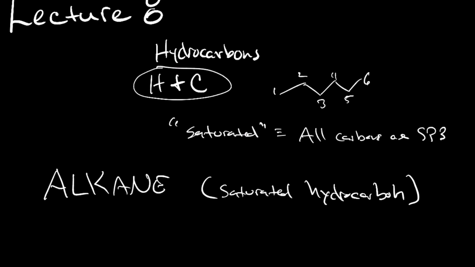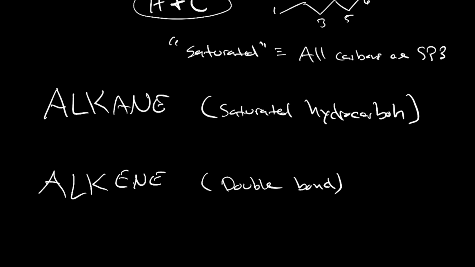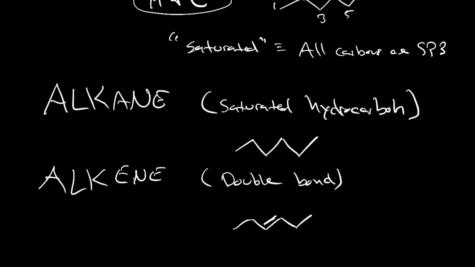Now, if you have a double bond, so if it's not saturated and say you have a double bond, so you have a degree of unsaturation, those are called, again, hydrocarbons, as in they only have C and H. Those are called alkenes. An alkene has a double bond in it. So with the saturated alkane, we already drew this one, 1, 2, 3, 4, 5, 6. An alkene would have a double bond in it. So we just draw the same molecule, but now we put a double bond in it. All right? So that is an alkene, which means there's a degree of unsaturation.